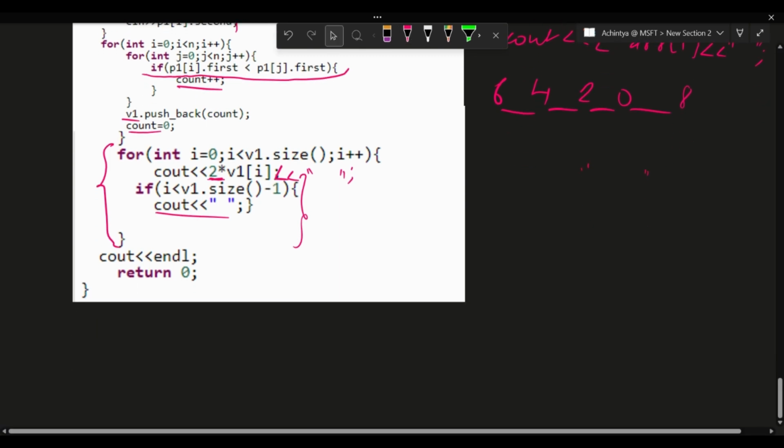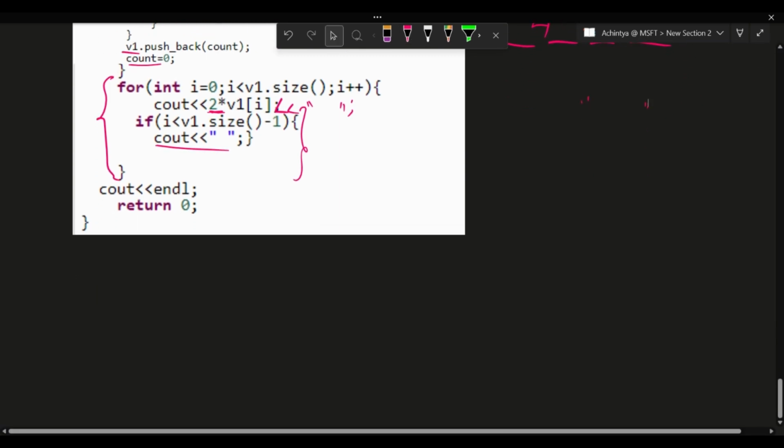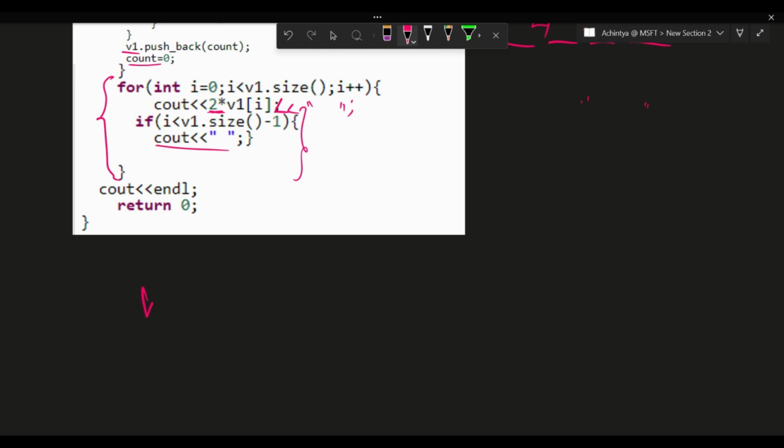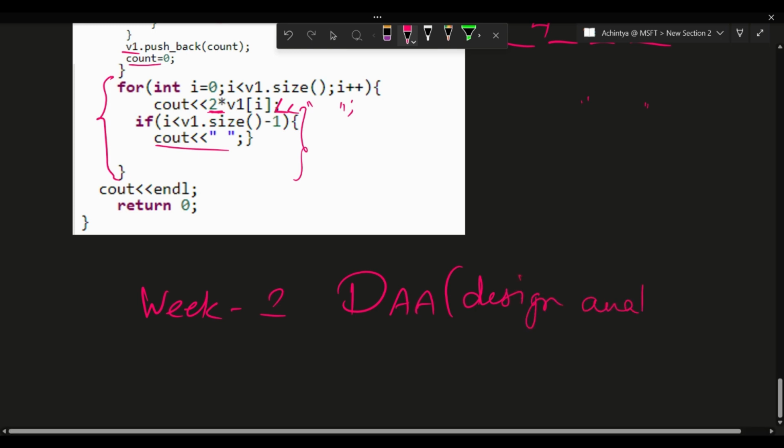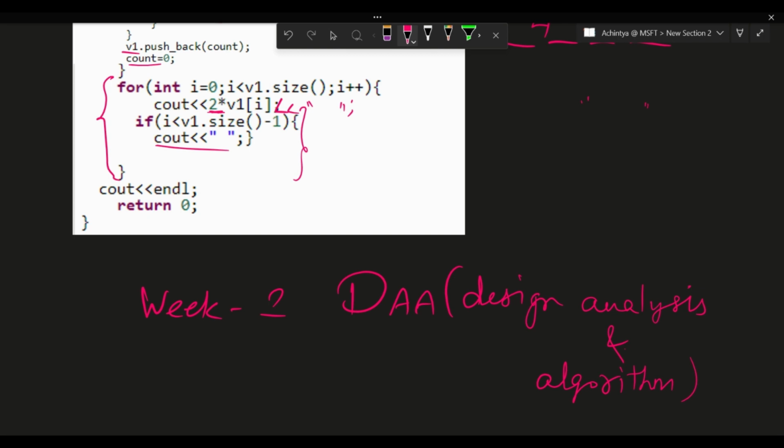We don't have to do anything else in this question now. So this was the first programming question of the week 2 programming questions of DAA, design and analysis of algorithms. If you are not a part of this course, you should still watch this lecture because I have taught a new thing, that is pair. With a 2D array you can do it, but learning a new thing like pair is exciting, and that too in such a short time.